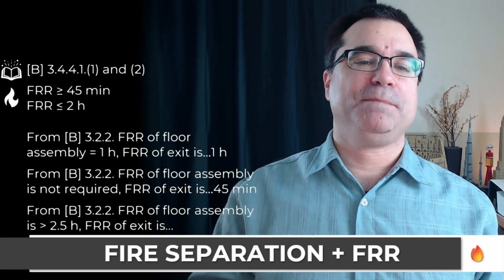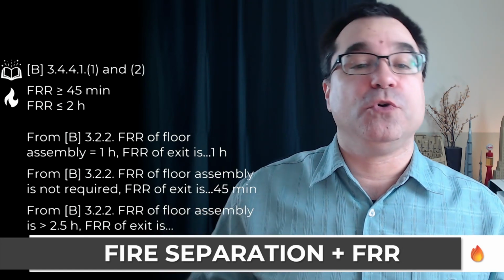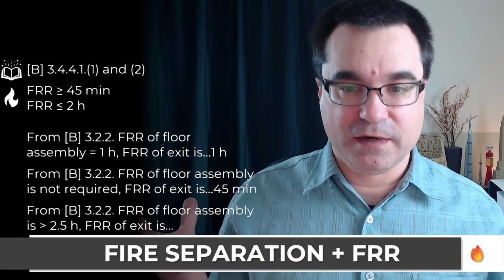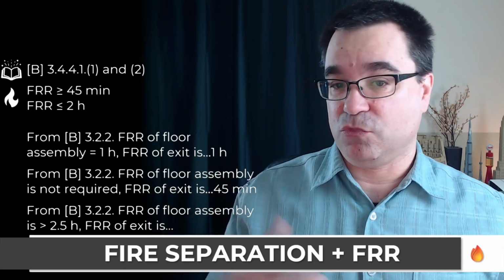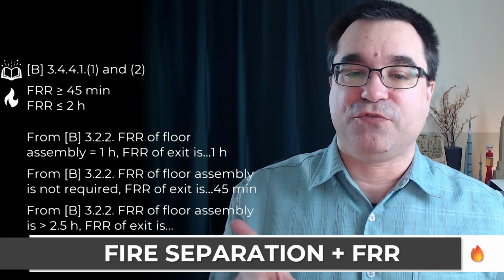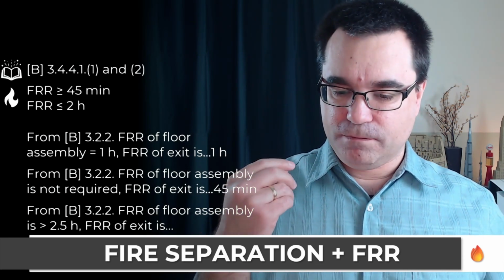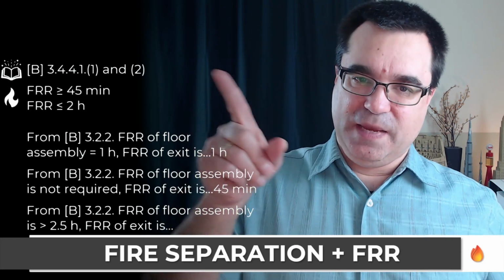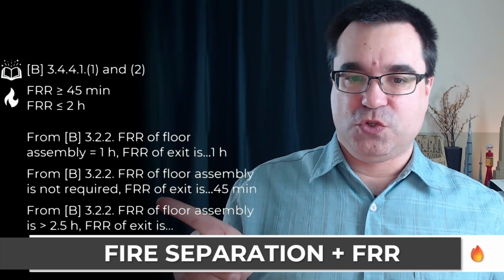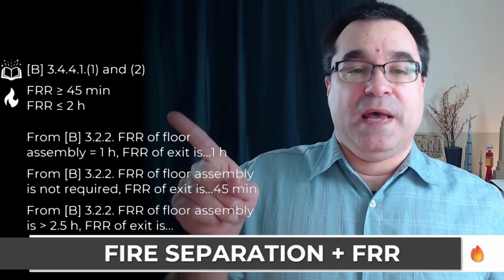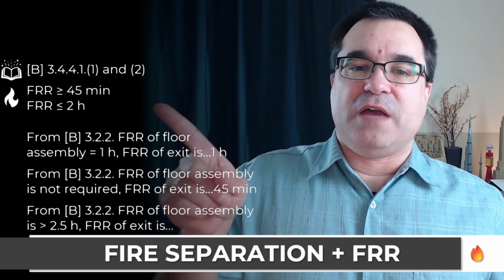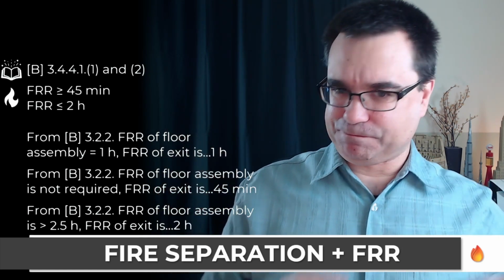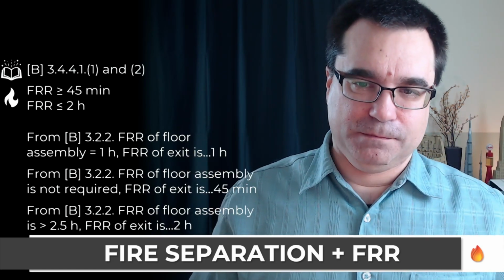Okay, let's do one more. Let's say from subsection 3.2.2, we found that the fire resistance rating of the floor assembly for the building we're analyzing is 2.5 hours or more than that. What is going to be the fire resistance rating mandated for the associated exits? So I'm going to look at these 3 conditions. It must be the same as the floor, so more than 2.5, and it need not be less than 45 and not more than 2. So it's going to be 2 hours. Okay? I hope that helped a little bit.